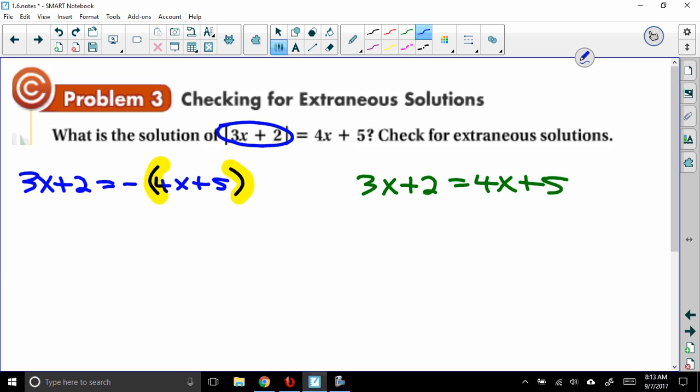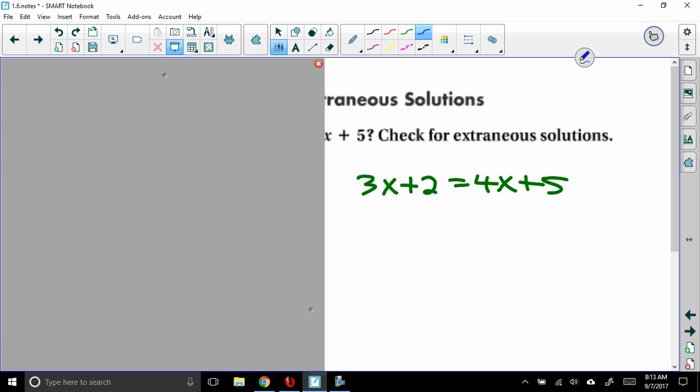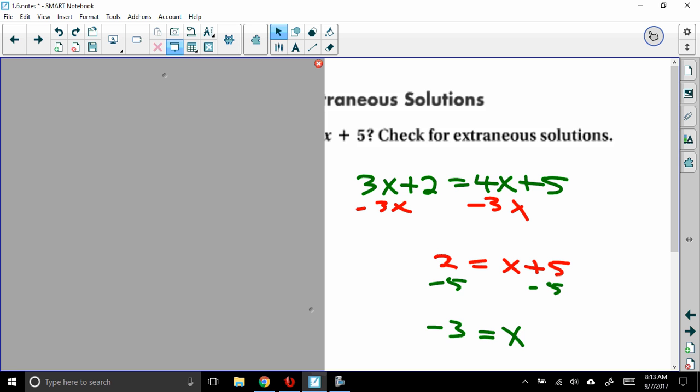Earlier I mentioned the distributive property. Here's where you need to use the distributive property. Okay? Which equation do we want to solve first? The one on the left or the one on the right? The one on the right? Okay. Go ahead and solve the equation on the right. So we'll subtract 3x. So we get x plus 5 equals 2. And then we subtract the 5. So we get that x is equal to negative 3. That's one of our answers, we think. We think x equals negative 3.